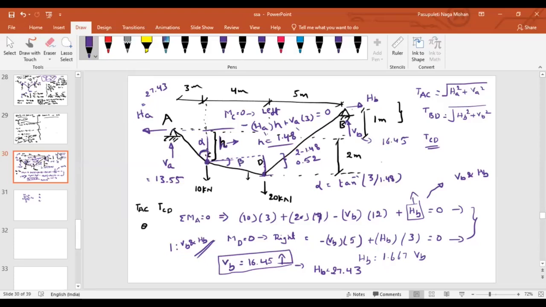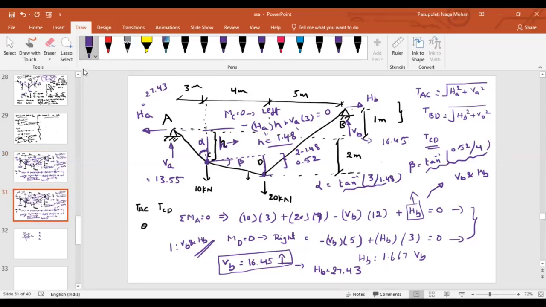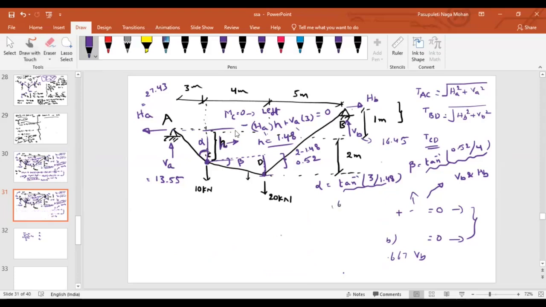what will be my beta? My beta is nothing but tan inverse of 0.52 divided by, from here to here the length is 4. Can somebody please tell me what are these values? Sir, alpha value is 63.74. Beta is 7.41.